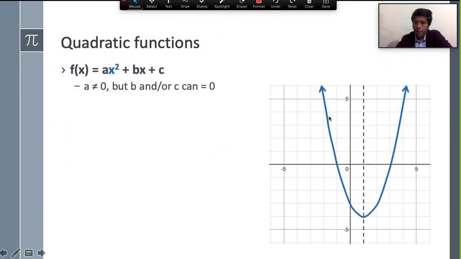Now quadratic. Quadratic means ax squared plus bx plus c. This kind of form is called quadratic, where there is x squared. This is important. X squared is important here, then it becomes quadratic. This is the graph of a quadratic.